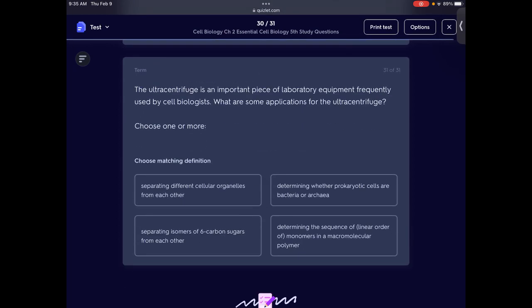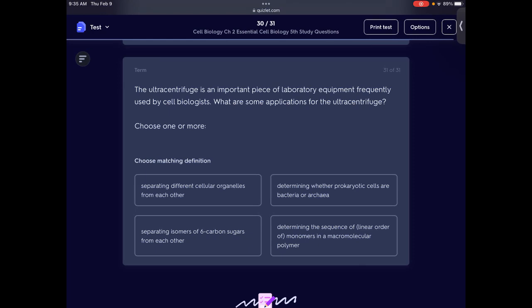The ultracentrifuge is an important piece of laboratory equipment frequently used by cell biologists. What are some applications for the ultracentrifuge? Choose one or more. Alright, so we could separate different... we can't determine whether prokaryotic cells are bacteria or archaea with the ultracentrifuge. We can't do that.